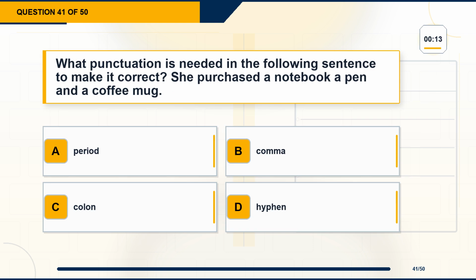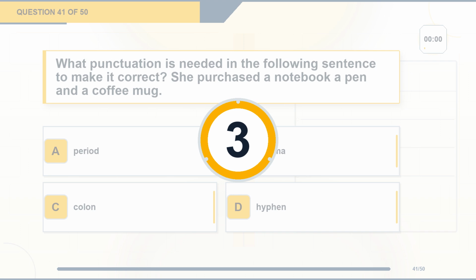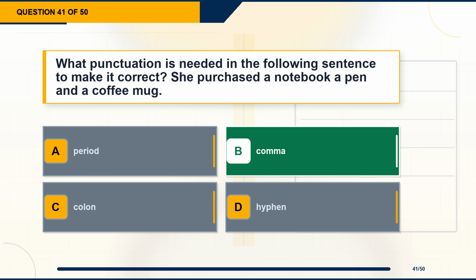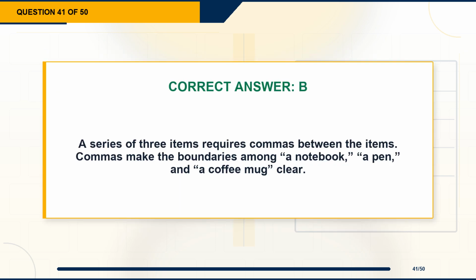Question 41. What punctuation is needed in the following sentence to make it correct? She purchased a notebook, a pen, and a coffee mug. Option A, period. Option B, comma. Option C, colon. Option D, hyphen. The correct answer is option B, comma. Explanation. A series of 3 items requires commas between the items. Commas make the boundaries among a notebook, a pen, and a coffee mug clear.